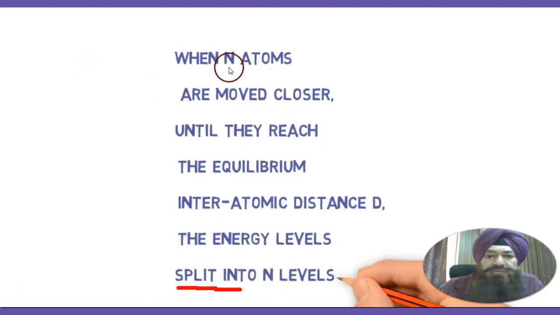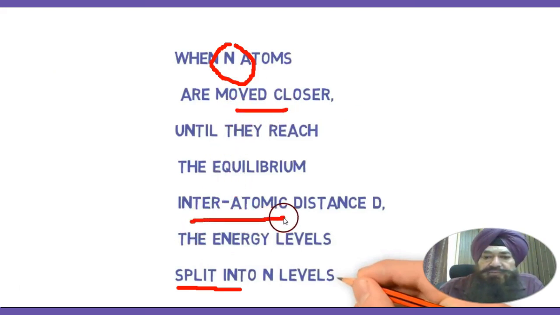If we have n atoms: if there are two atoms, two different energy levels are formed. If there are n atoms and they are moved closer, what happens? The interatomic distance becomes small, and the energy levels split into n different levels.